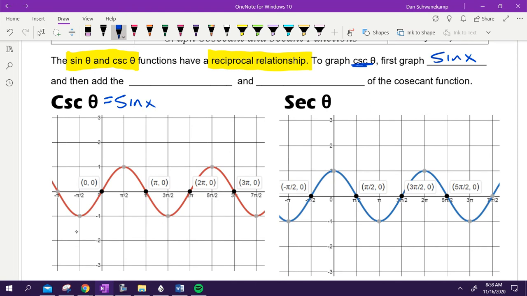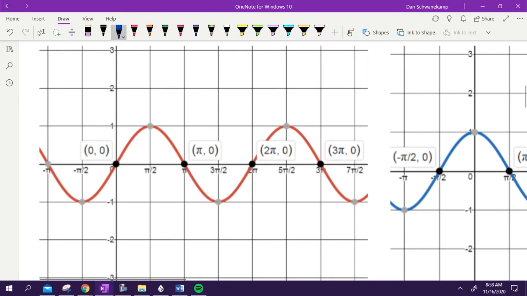This red line that's being graphed up here is just a sine graph. There's nothing fancy. I started at 0, middle, top, middle, bottom. I went 2 pi to make a period length. Everything I want. We'll fill in those blanks in a second, but let's look at this. This is a reciprocal relationship. Think about what a reciprocal is.